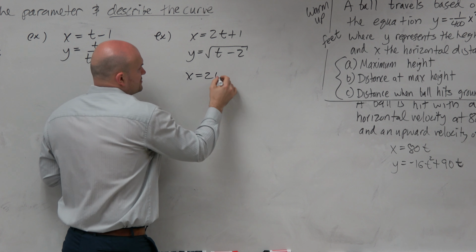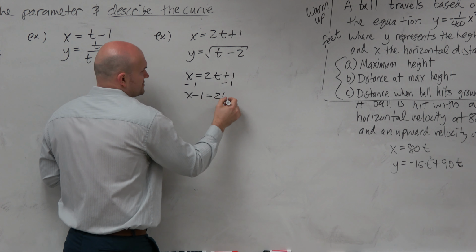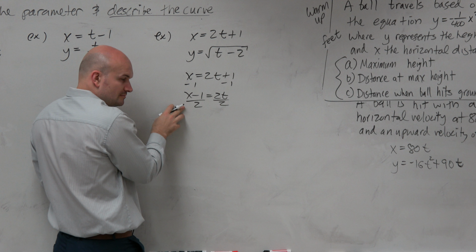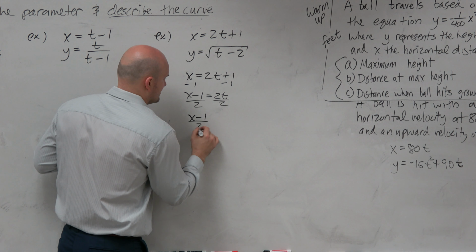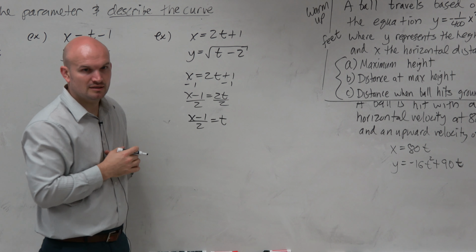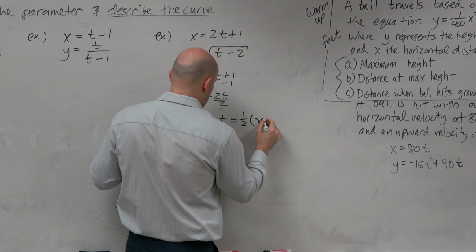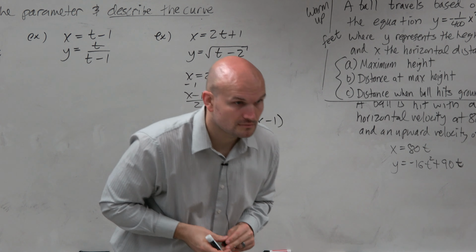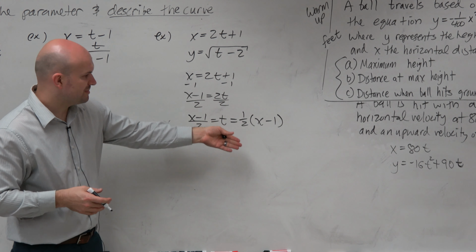So x equals 2t plus 1. I can just subtract a 1. x minus 1 equals 2t. And then I can divide by 2. Now, you can write it like this. But typically, I'm not going to want to plug this into my equation for t. It might be easier, well, it is easier, to rewrite it like this. Yes? Typically. Now, you could distribute that as well.